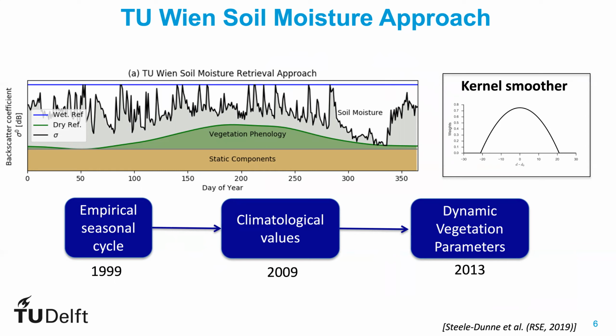In this study, this approach is referred to as the climatology approach. This is the approach used operationally to generate the soil moisture products distributed by EUMETSAT.